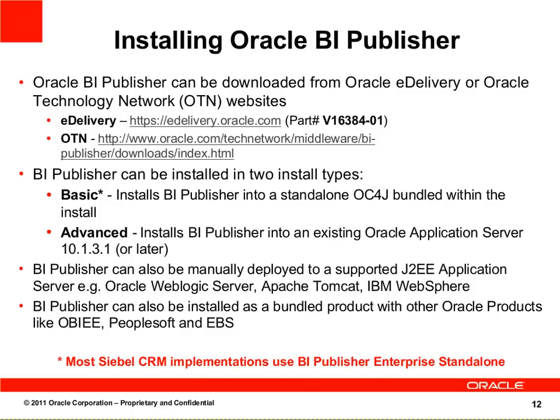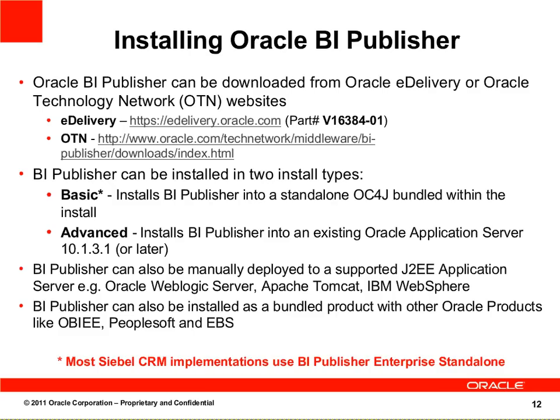The second type is the advanced type. With this you can install BI Publisher to an existing Oracle application server. As you all know, Oracle application server is diminishing, and we are replacing most of it with the new Oracle WebLogic server. This advanced install still works for scenarios where you are still running the Oracle application server in your environment. But for the most part, the basic install is what we use with Siebel CRM implementations.